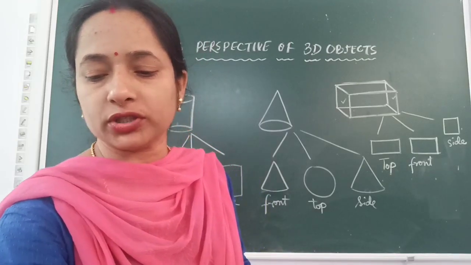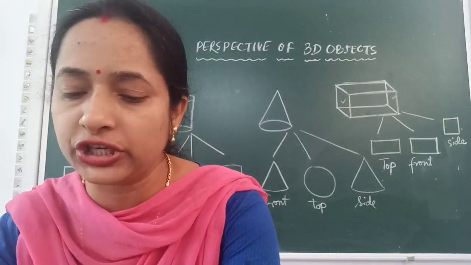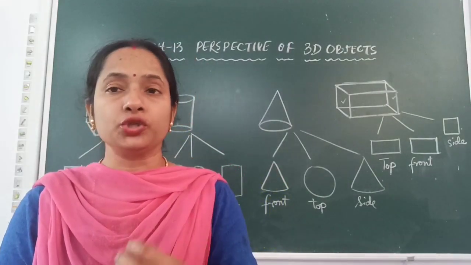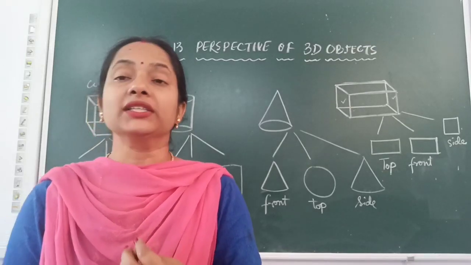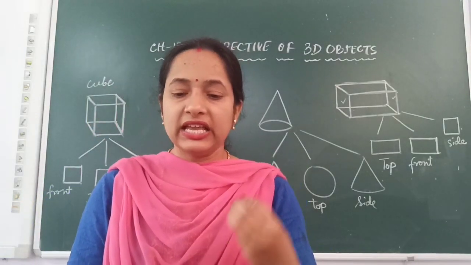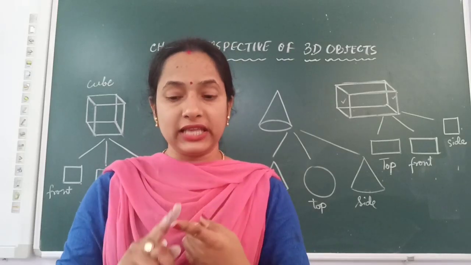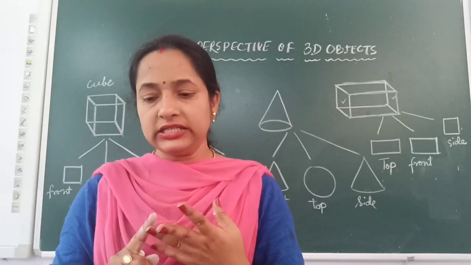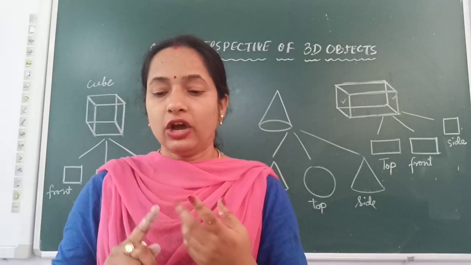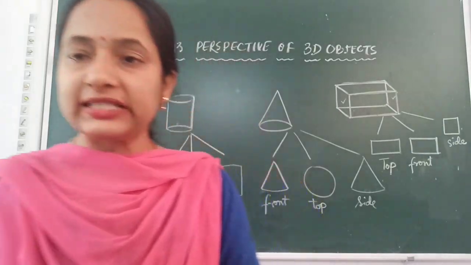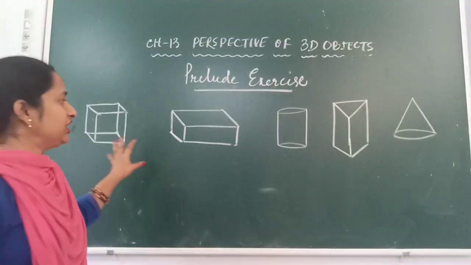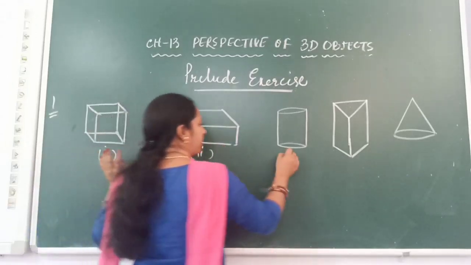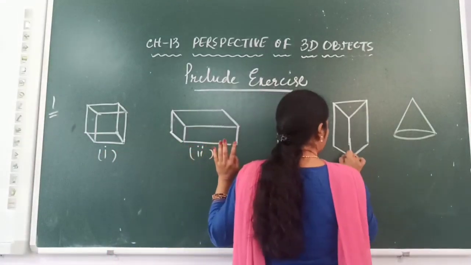Okay, now based on these concepts, a few questions are given in the prelude exercise to recall what we have learned in the previous chapters regarding these 3D shapes and 2D shapes. The first question: look at the 3D shapes marked 1, 2, 3, 4, 5 and answer the question. Which 3D shape has 6 squares, 2 circles, 6 rectangles, 2 triangles and 1 circle? So these are the figures given in question number 1. This is figure 1, figure 2, figure 3, figure 4, figure 5.